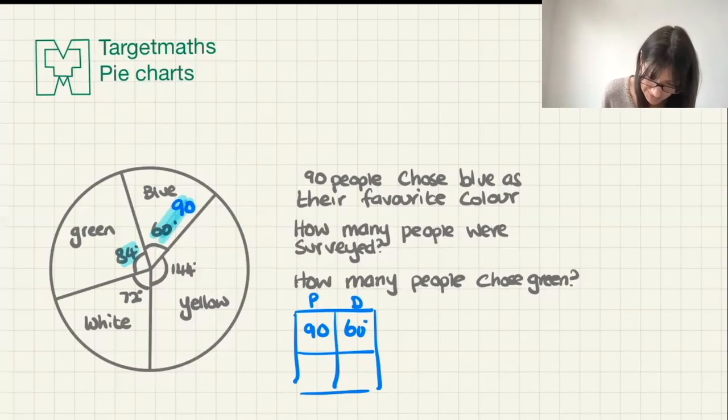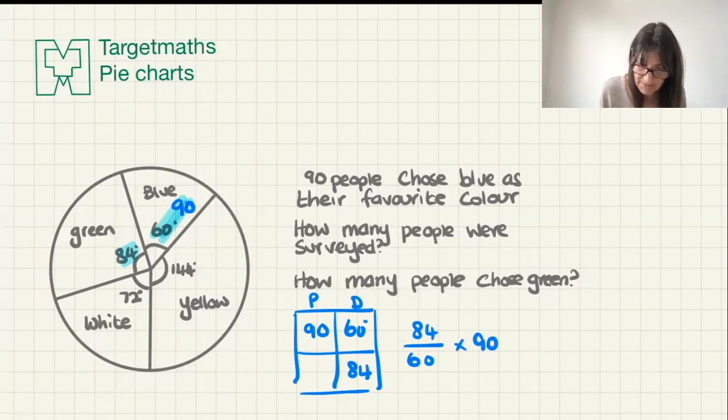So I can put 84 in this section here, and then using the rules again, I've got 60, 84, and I'm going to times 3 by 90. Remember, you can put those the other way round. It's only this that's absolutely essential to get right. So that division is the track number in the corner. Check that in my calculator, and I've got 126 people. So when you're interpreting pie charts, you use boxes and labels. It's going to do it for you.